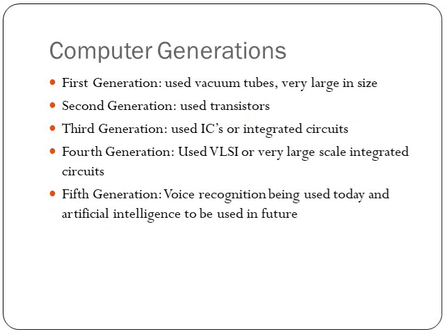Computer development can be divided into 5 generations based on the technology used. First generation used vacuum tubes which were very large in size. Second generation used transistors, third generation used integrated circuits, fourth generation used very large-scale integrated circuits, and fifth generation is already using voice recognition and in future will use artificial intelligence.